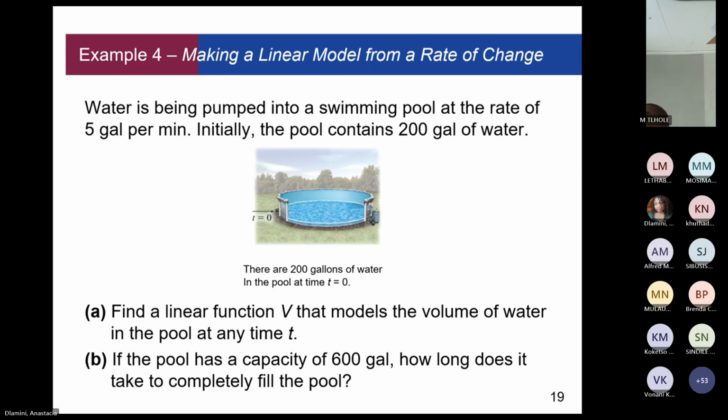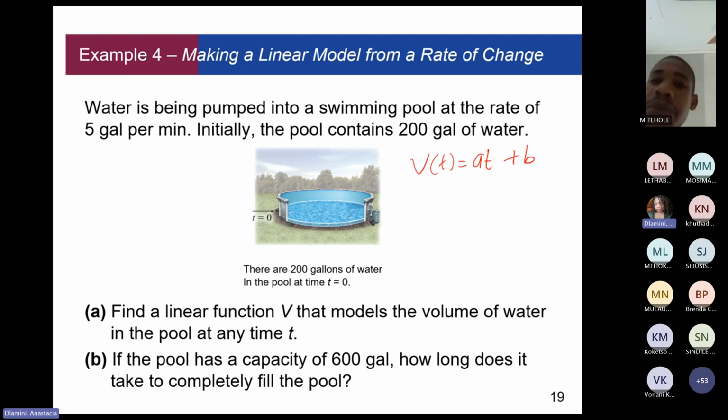So Ma'am, can I try, ma'am? Yes, please. So the equation is going to be equals to V. Yes, because that's what we are looking for. And then looking at the question, it says at the rate of 5 gallons per minute. Okay, before that, the equation is going to be V of what? V of t. Thank you. V of t equals Ax plus B. Sorry, V of t.